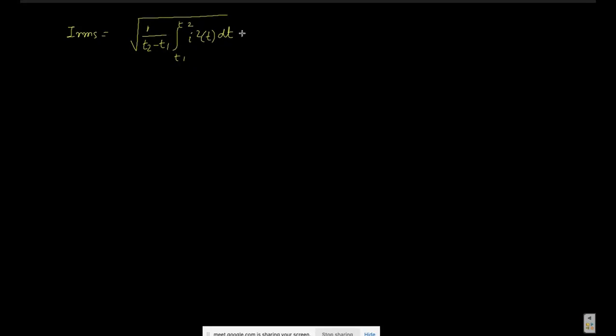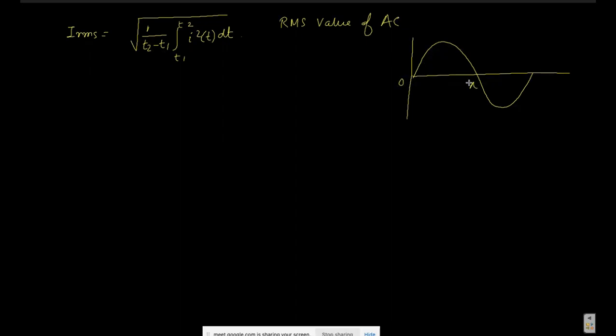Now you can find the RMS value of AC. For that you can take one simple voltage waveform like this. So if this is 0, this is pi, this is 2 pi. Okay, 360 degrees means 2 pi, and if an alternating quantity completes a 360 degree rotation, then you can say that it completes one cycle.